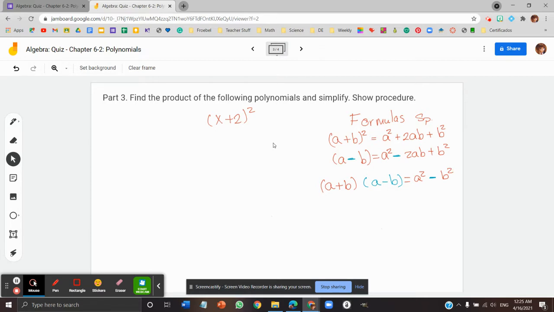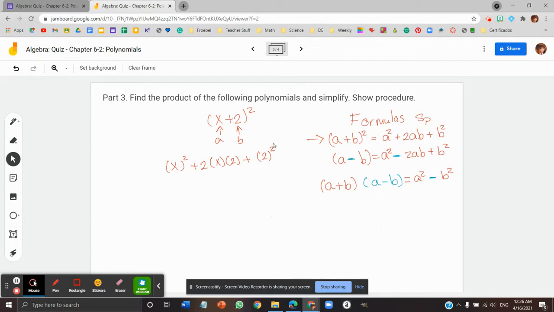So in this case, I could use this one. I just have to determine which one is going to be my A, which one's going to be my B. I can say that this is going to be my A, and that this is going to be my B. So I can rewrite this, right? It's going to be A to the second. So if x is A to the second, plus 2 times A times B, in this case is 2, plus B, in this case is 2, to the second power.